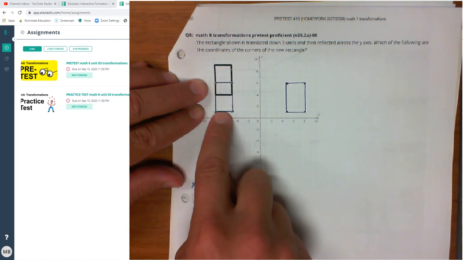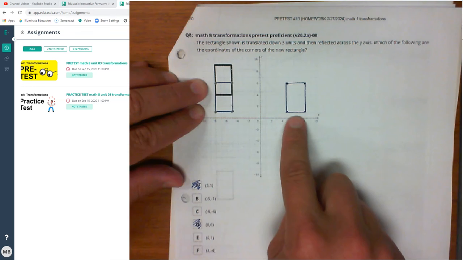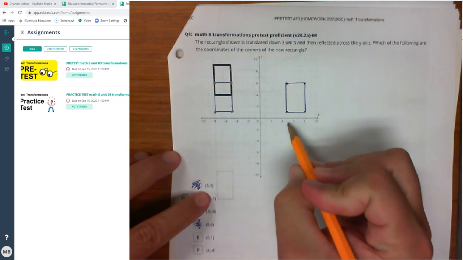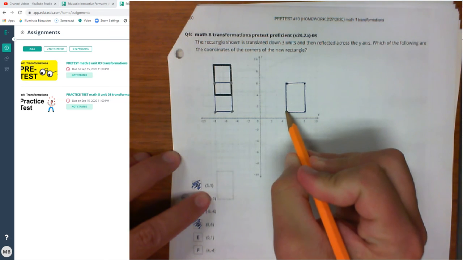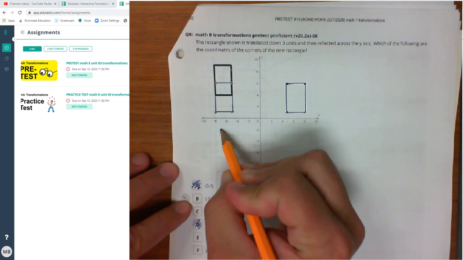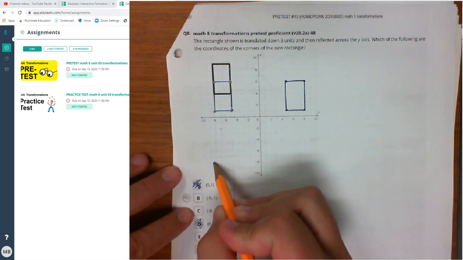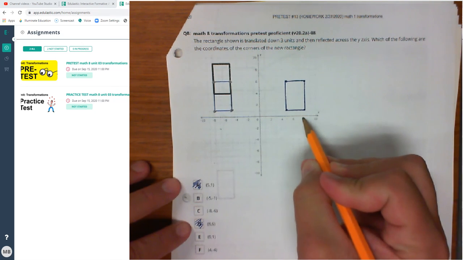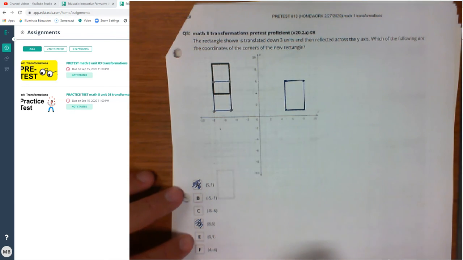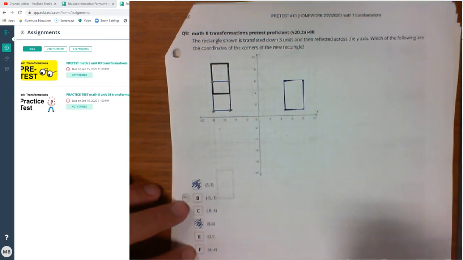So translate it down 3 and then reflect it, and then we're trying to match up the corners here. So it's 5, 1. 5, 1 is a corner. -5, -1 is not a corner. -8, -6 is not a corner. 8, 6 is a corner. 0, 1 is not a corner, and 4, -4 is not a corner.